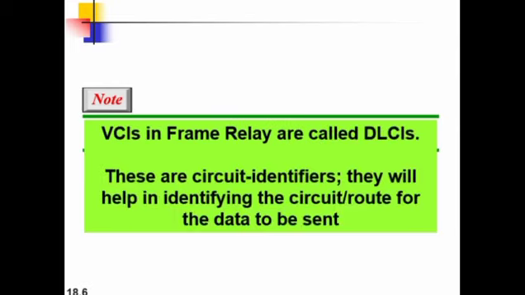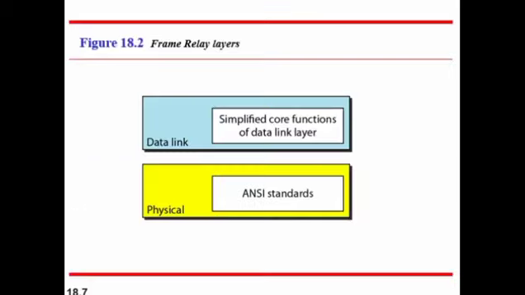VCIs in frame relay are called DLCIs. So what are these terms? Don't get confused with it. VCIs mean virtual circuit identifiers and DLCIs mean data link circuit identifiers, right? These are the circuit identifiers. They help identify the circuit or route for the data to be sent. So they tell us where the data is to be sent, right? These are the identifiers. Frame relay layers.